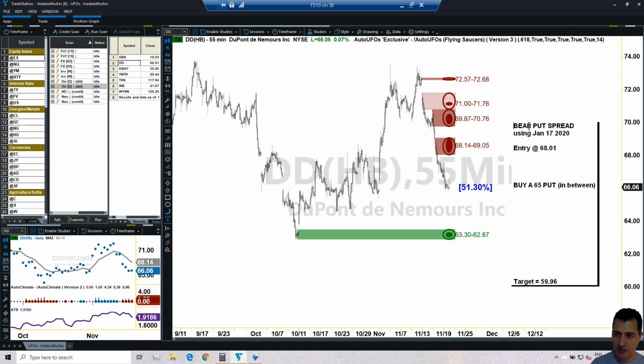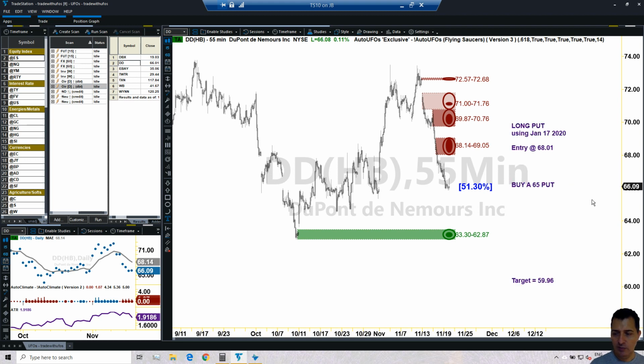So we're not gonna do a spread, so it's gonna be just like a long put. Okay, so we're just buying a put using January 17, 2020. The put we buy is gonna be the 65 put, okay, which is certainly in between. We don't need that any longer, I guess. And our target would be down at 59.96. Okay, so that would be the trade.